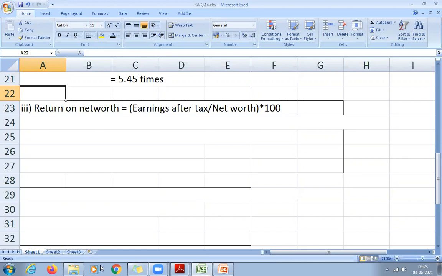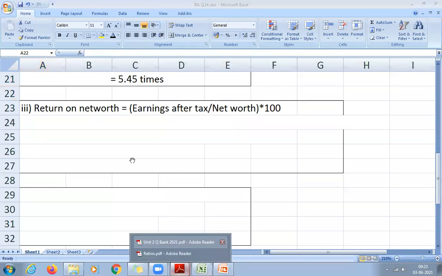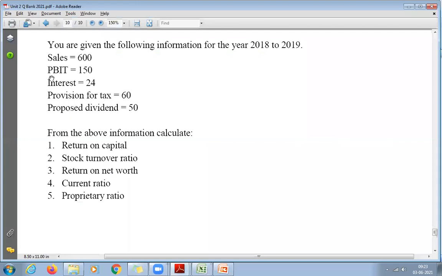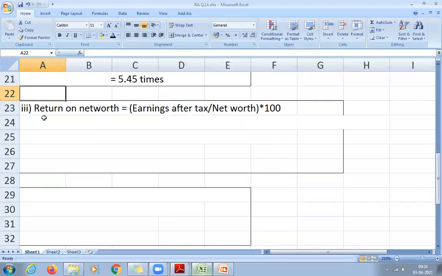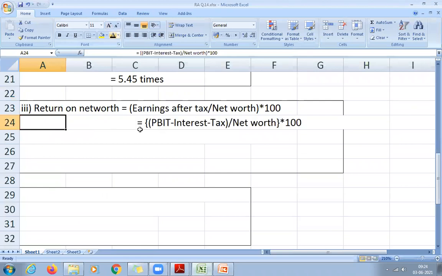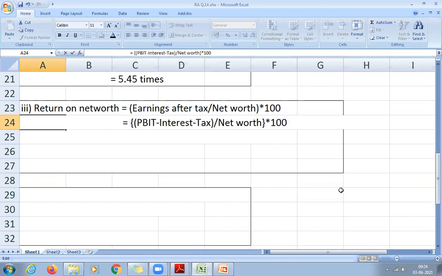Yeah. So what is given in the question is PBIT, profit before interest and tax. But the formula is saying we need earnings after tax. So how to calculate that? We have to subtract the interest first, then we have to subtract the tax. And he has given us interest 24 and tax 60. So let us substitute now. I modified the formula and wrote it so it will be very easy for you to understand. Earnings after tax is PBIT minus interest, then minus tax.